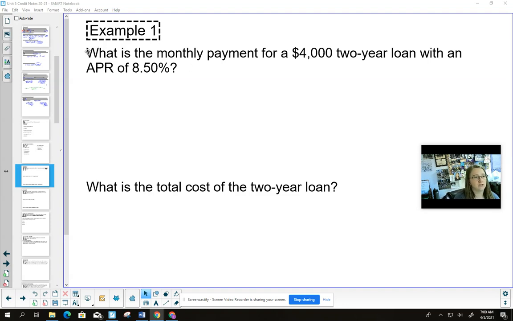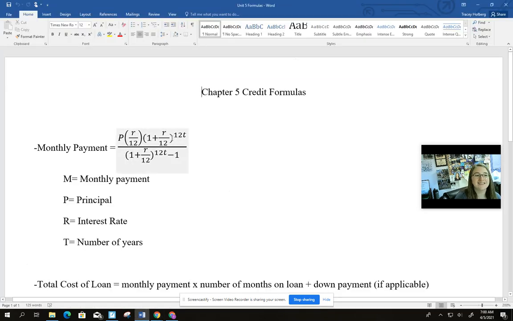So when the question asks, for example, 1, what is the monthly payment? That is this big old formula. We haven't used it in a while, but that was during the housing unit that we had to do that. So if it goes blah, blah, blah, what's the monthly payment? Hey, it's going to be that. So that's actually what we're going to start with.